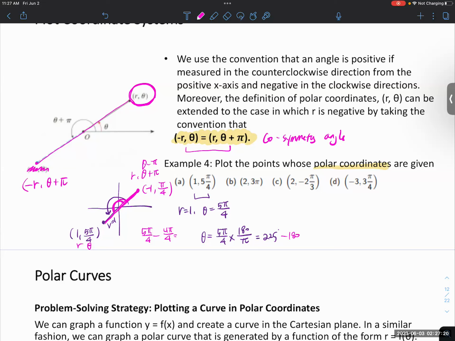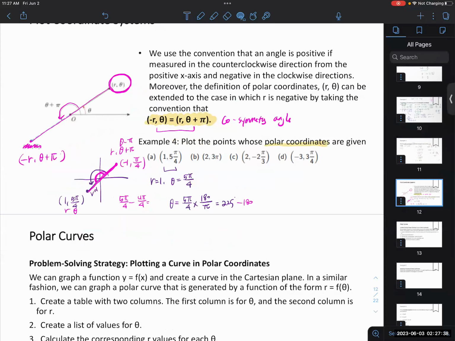This is your angle because you're moving 180 degrees. So you can find out all the co-symmetry angles from the given example. So I will do a couple of examples. So next one, (2, 3π).